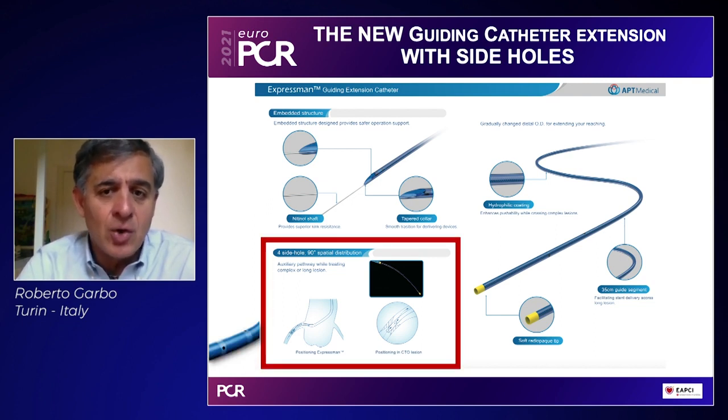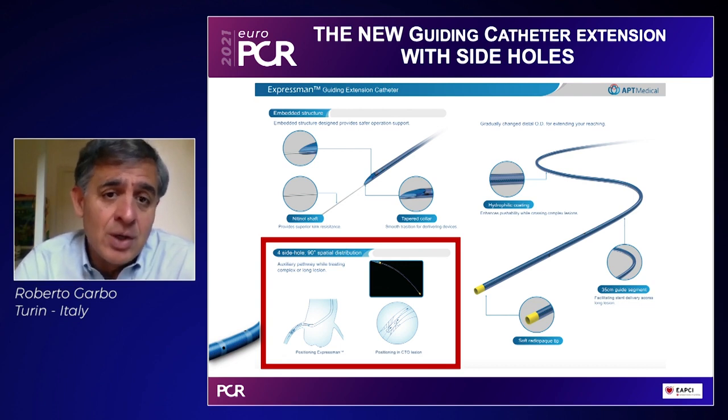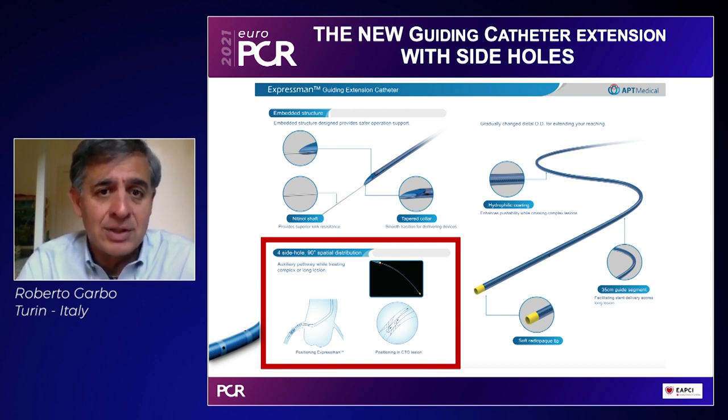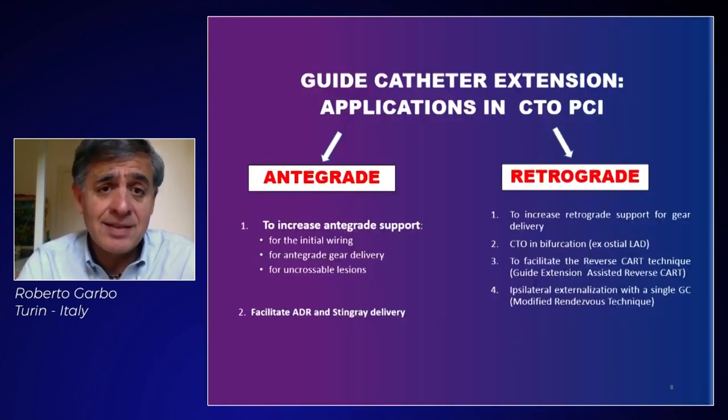We have 4 side holes in the distal part of the shaft of the guide extension, and this is really interesting because with side holes you reduce a lot the risk of ischemia. We know that we are facing this procedure with complex patients. The risk of ischemia is really important. With this device, you cannot have this kind of ischemia, and I will show you in one case.